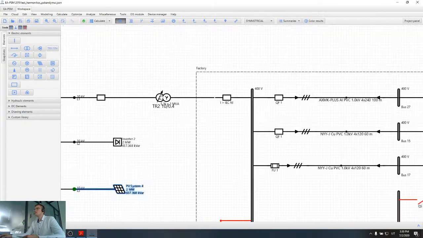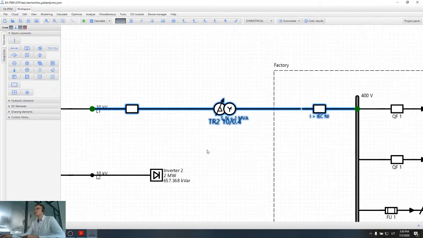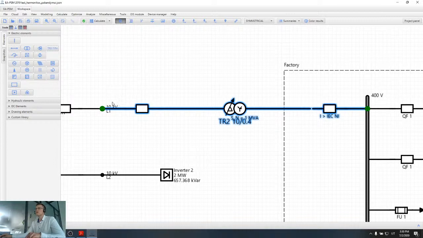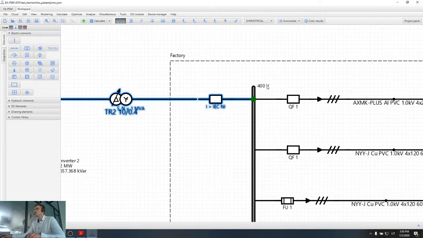So now we also have one more transformer which reduces voltage from 10 kilovolts, so from the distribution network voltage level, to 400 volts, to the low voltage level side. And this transformer is 1 megawatt. The transformer name is transformer 2.